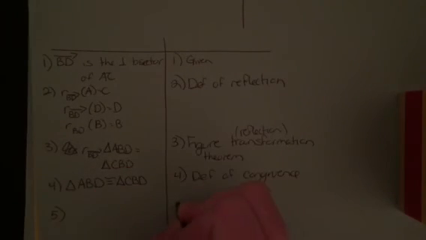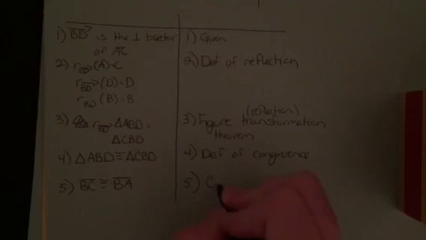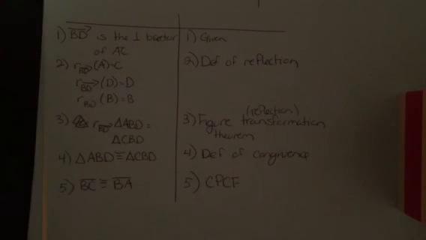Now that I have proven that the triangles are congruent, then I can prove that the side lengths are congruent, which is what I wanted to. So I'm going to say BC is congruent to BA. And that's because of CPCF, which was congruent parts of congruent figures. These are both parts of the triangle, so if the triangles are congruent, their parts must be congruent.